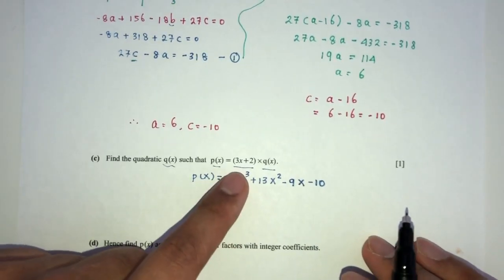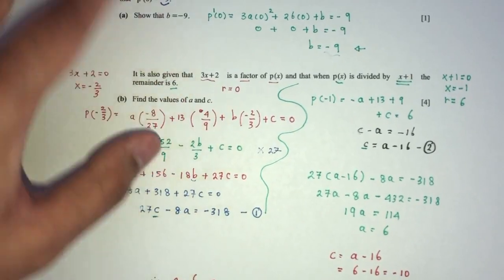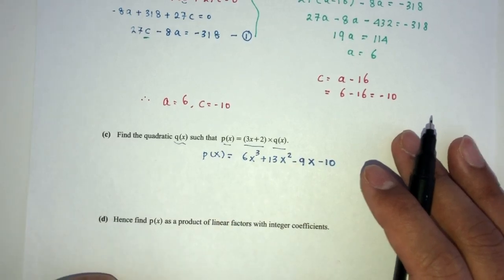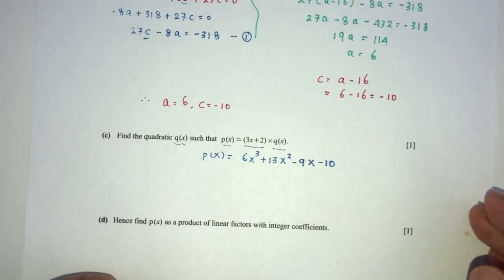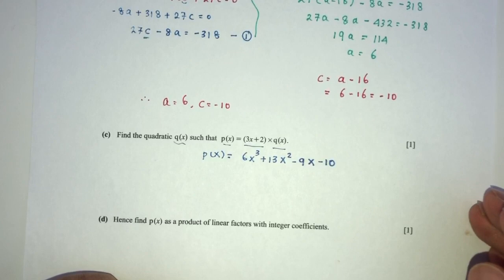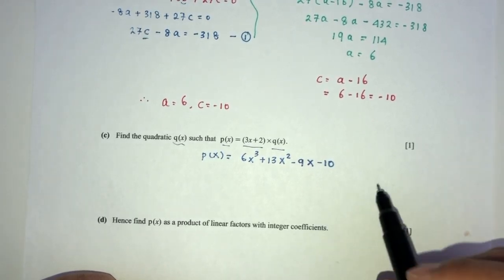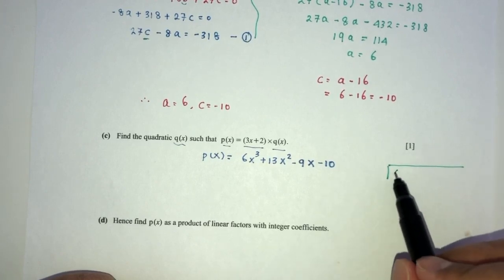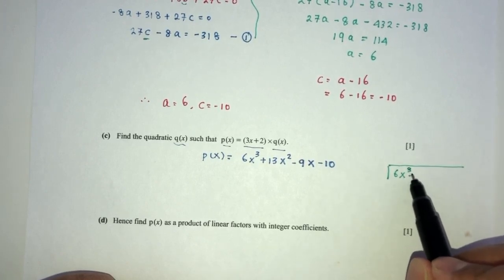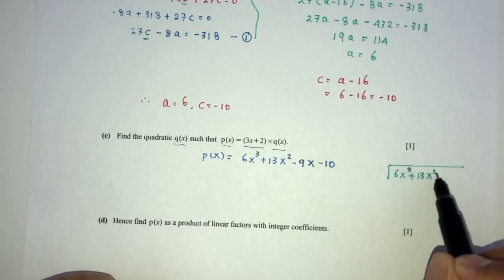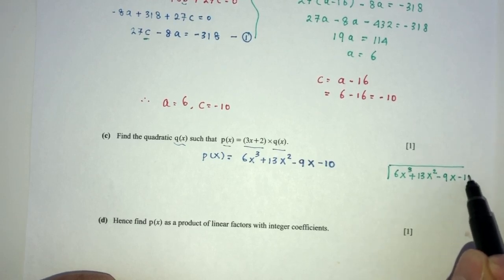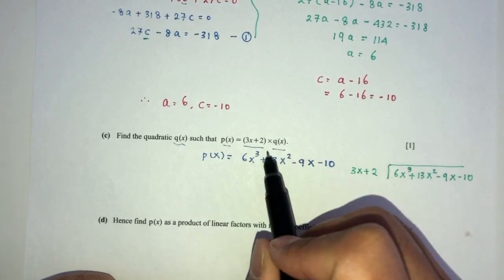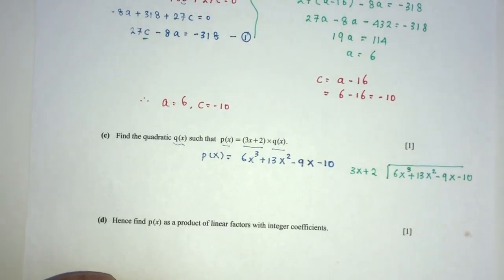Now, we do know that 3x plus 2 is a factor. If we do factorize this outside, we will have q of x remaining. So we have to find q of x. Now, there's a few ways of doing this. I prefer doing this by long division. For example, let me take that equation p of x, which is 6x cubed plus 13x squared minus 9x minus 10 divided by 3x plus 2. So I can know the remaining of this operation.